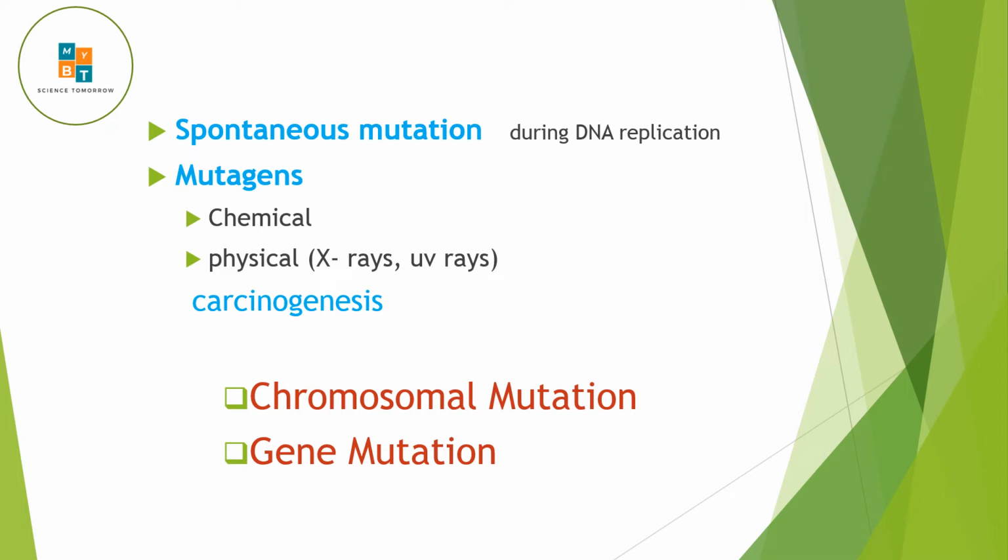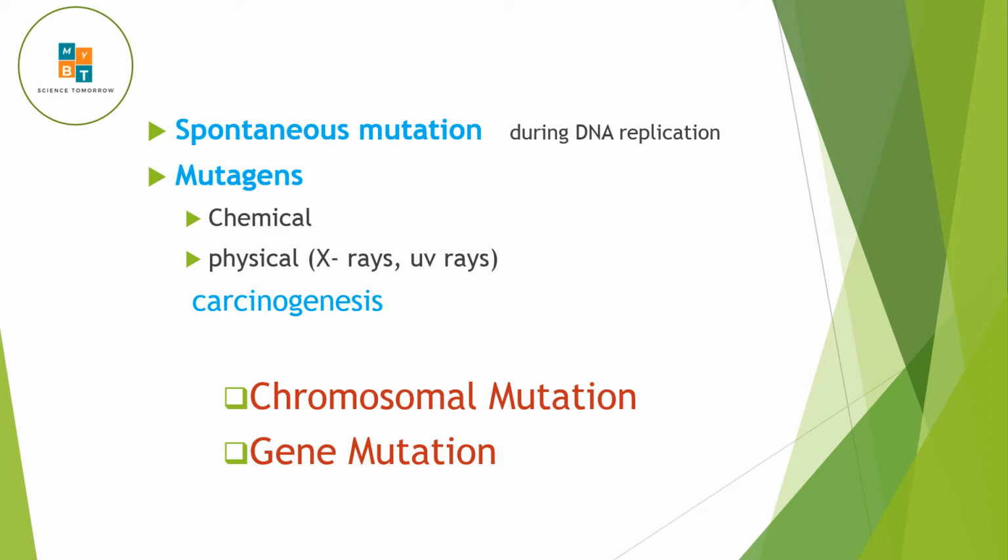The other way of mutation is due to mutagens. Mutagens can be divided into chemical or physical. Some chemical substances can be considered mutagens, and X-rays and ultraviolet rays are the physical mutagens.